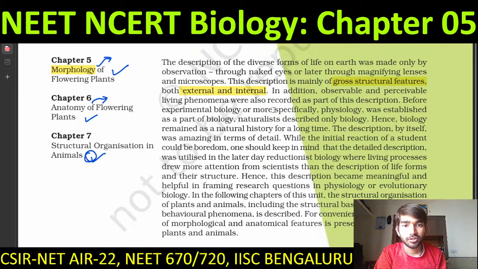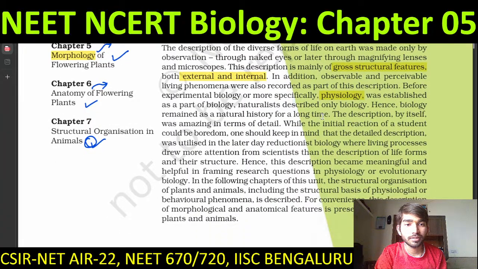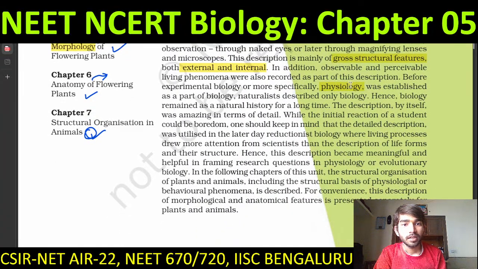Before experimental biology, or more specifically physiology, was established as a part of biology, naturalists described only biology. Hence, biology remained as a natural history for a long time. So, you observe a certain organism, you describe how it has evolved over multiple generations and what are its external as well as internal features. You did not know about what is going on at the molecular level or at the physiological level. So, that is what they are saying.